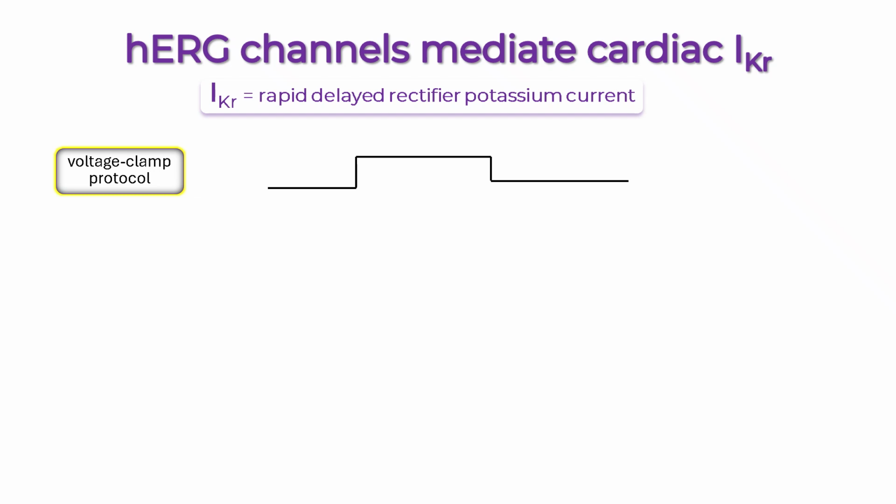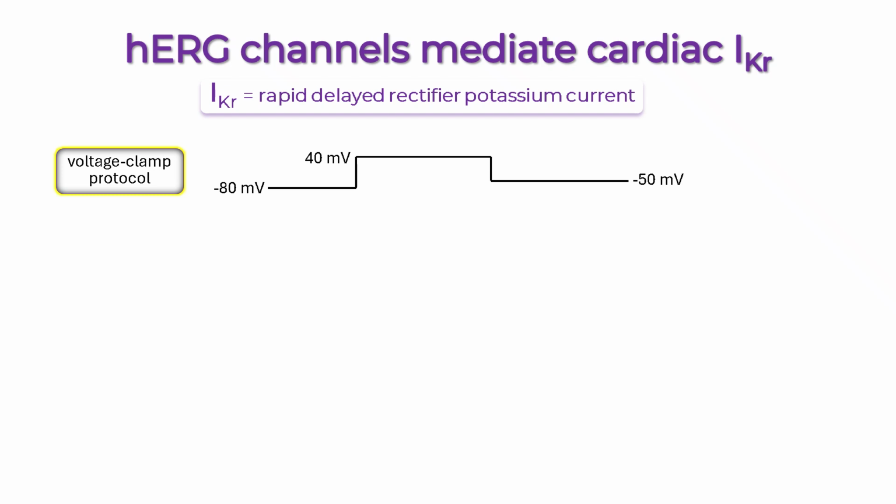The membrane is first clamped at -80 millivolts, near the resting potential of a cardiac myocyte. It is then stepped to +40 millivolts, roughly the peak of a cardiac action potential, and held there for 1 second. Finally, it is stepped back to -50 millivolts, a potential where most potassium channels would close, but where any open channels would still give rise to a measurable outward current.